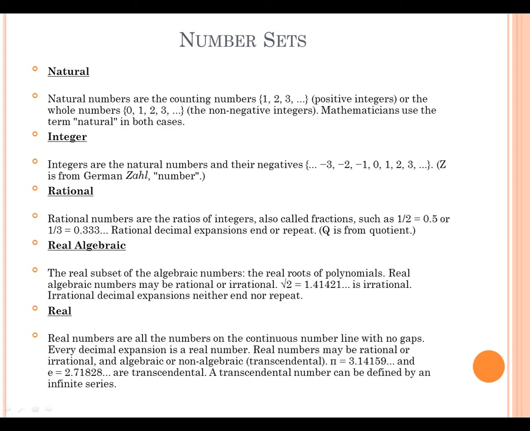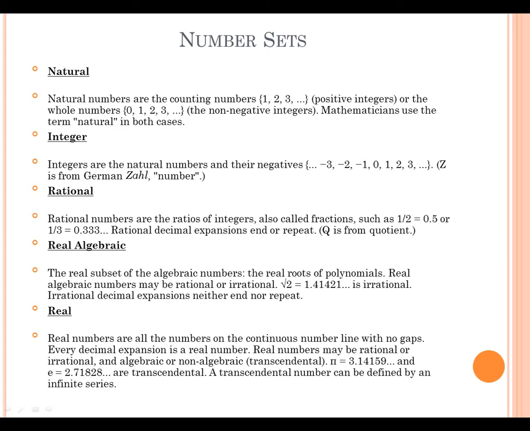And next is rational. Rational numbers are the ratios of integers. We can also define the rational numbers as the numbers which we can write in the form of p over q, where q cannot be equal to 0. So the numbers are called rational numbers. It means that here p denotes the numerator and q denotes the denominator. Such as 1 over 2 is equal to 0.5. So it is a rational number.